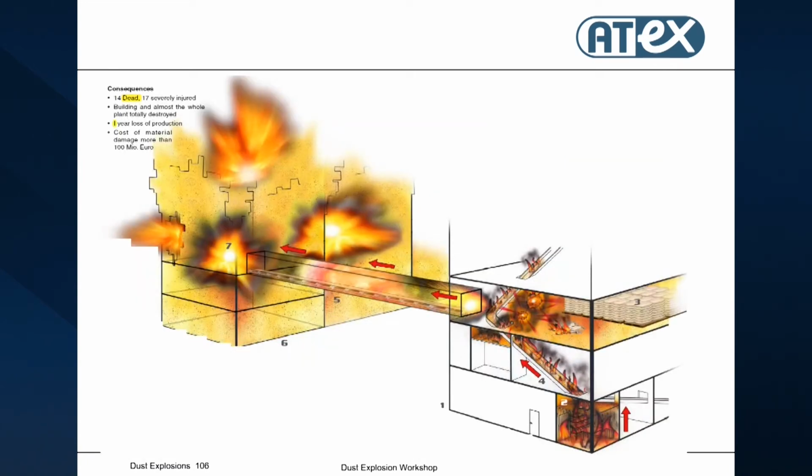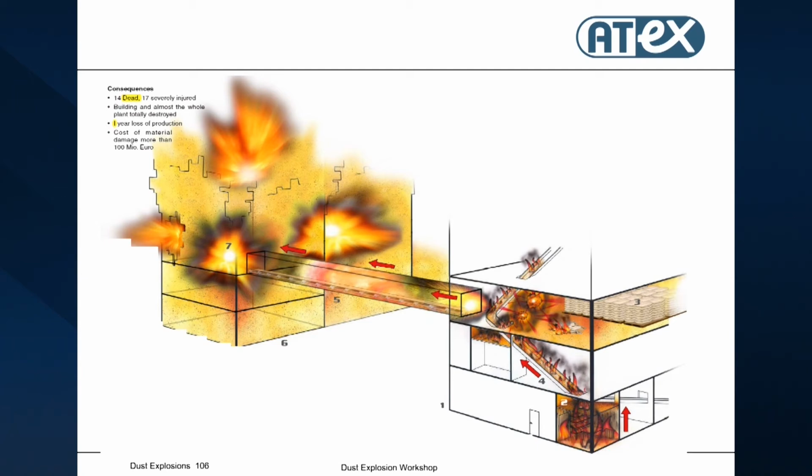Okay, here is one picture of an explosion which happened in Germany. It was a flour mill. 14 people were killed, 17 seriously injured. The damage, as you can see here, was more than 100 million euros.